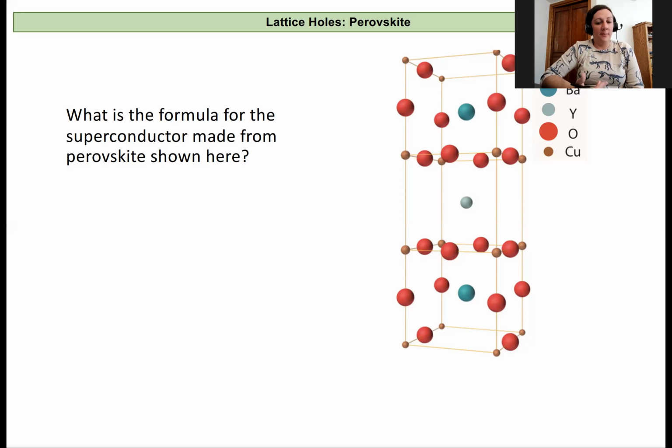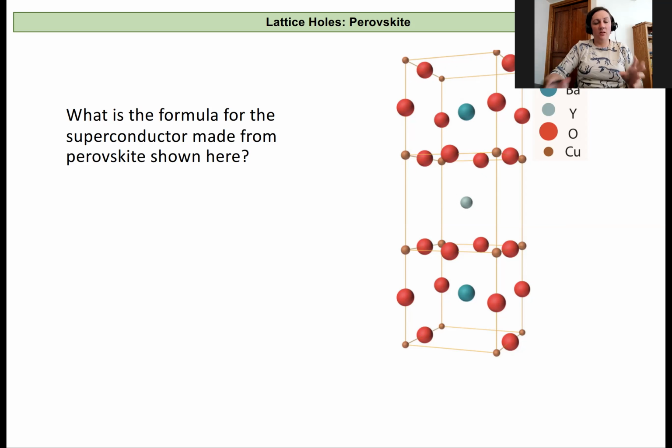Hopefully you've had an opportunity to try to determine the chemical formula for this perovskite structure that's a superconductor. It's got a number of different atoms in it. It's got barium, yttrium, oxygen, and copper, so that's 4. And it's got a pretty big unit cell, honestly.